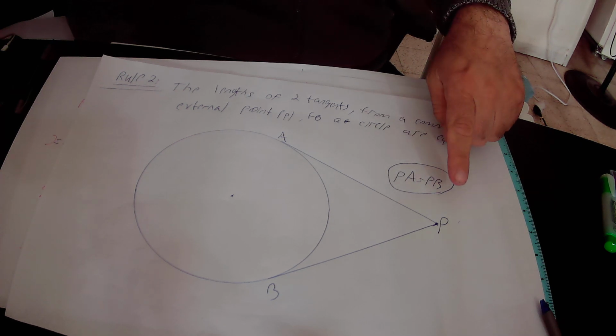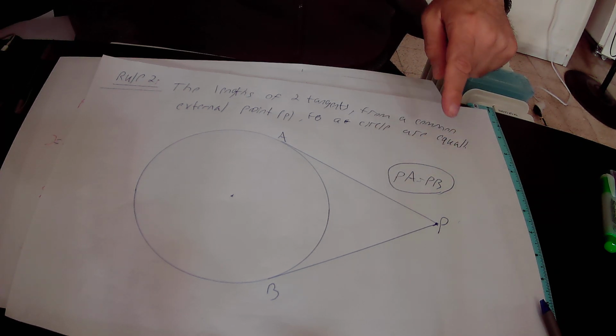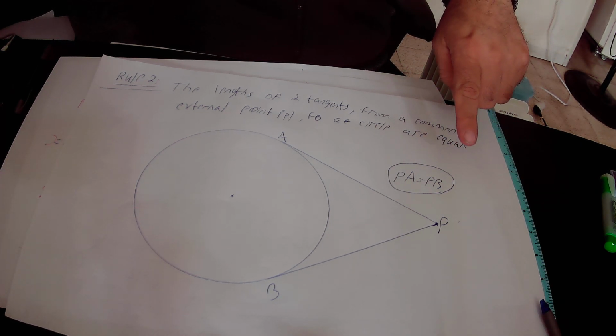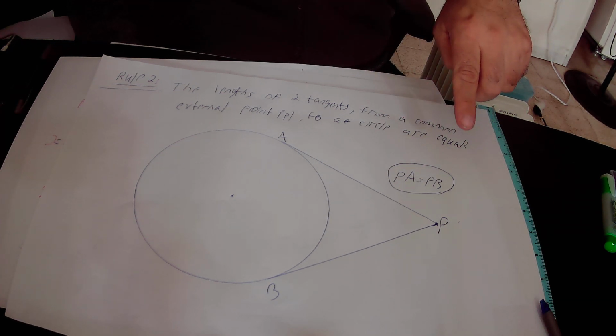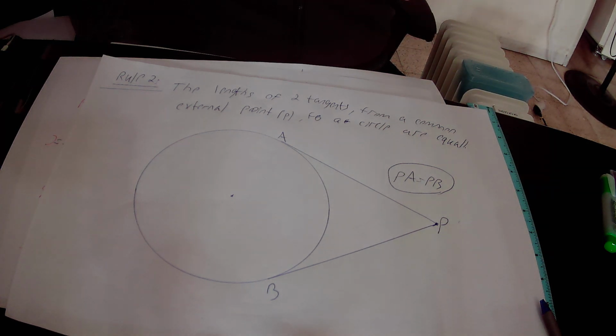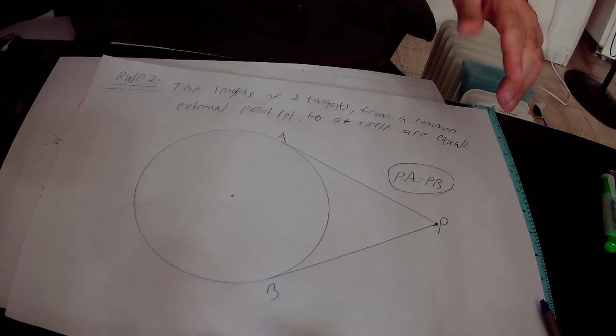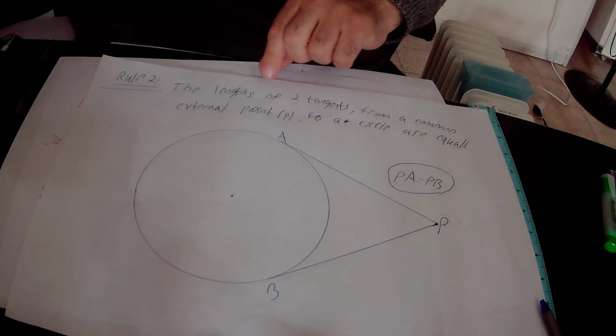We have the common external point, point P. From the common external point, point P, we have two tangents to this circle, tangent PA and tangent PB, and according to rule number 2, they must be equal to each other. So PA equals PB. So whenever you draw two tangents to a circle from a common external point, they must be equal to each other. In this case, PA equals PB.